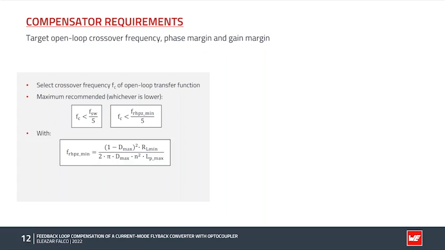The minimum right half plane zero frequency is calculated with the expression shown here, which corresponds to minimum input voltage and full load operation. And we can see why: at the minimum input voltage we have the maximum duty cycle, and at the maximum converter output current we have the minimum converter load resistance.